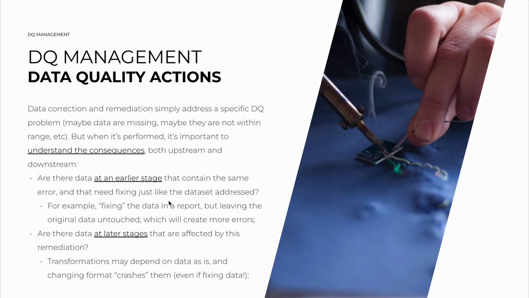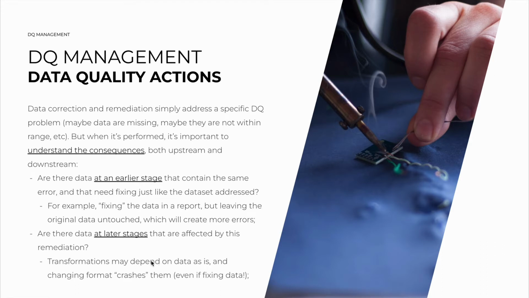For example, you fix the data in a report, but you leave the original data untouched. You can probably guess what happens next, right? This is going to create more errors because any future report still depends on flawed data. Then we have the opposite consequence, which is, are there data at later stages which are affected by this correction? For example, many transformations may depend on the data as is, and changing the format of these data will crash that process, even if we fixed it for a good reason.